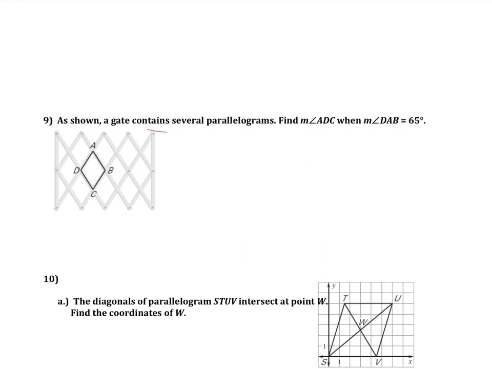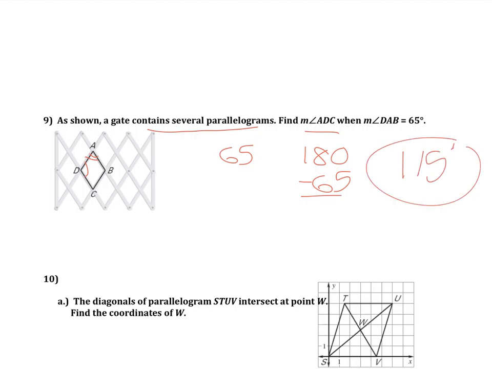As shown, a gate contains several parallelograms. Find the measure of angle ADC when angle DAB is 65. Well, if it's a parallelogram, those are same side interior angles, so I would just do 180 minus 65, and I get 115.